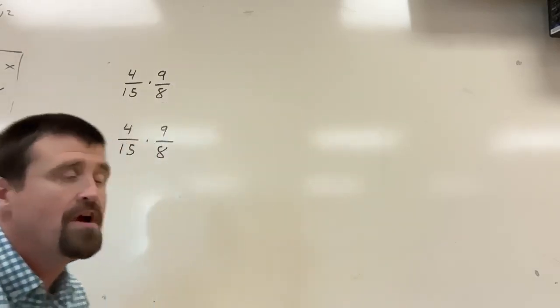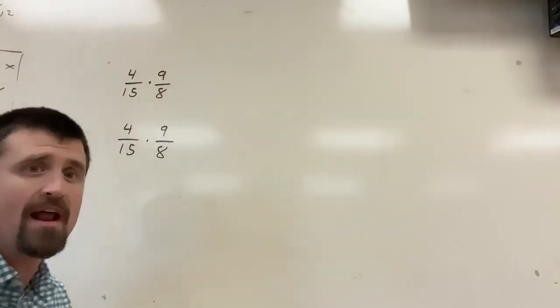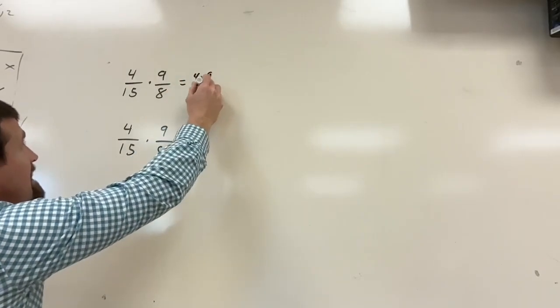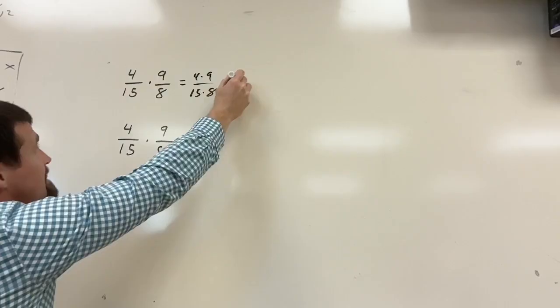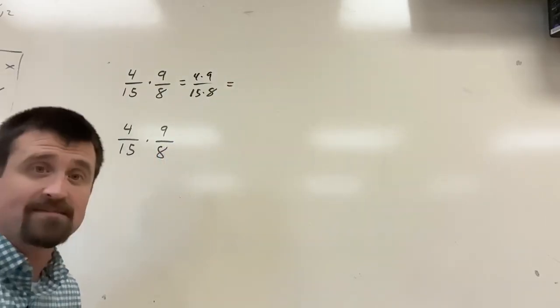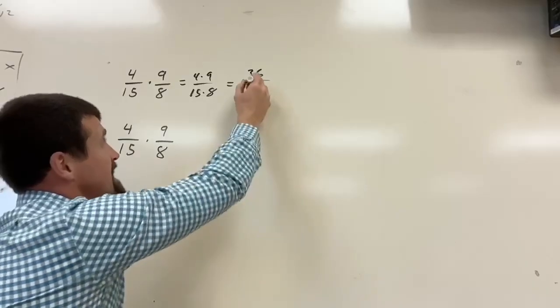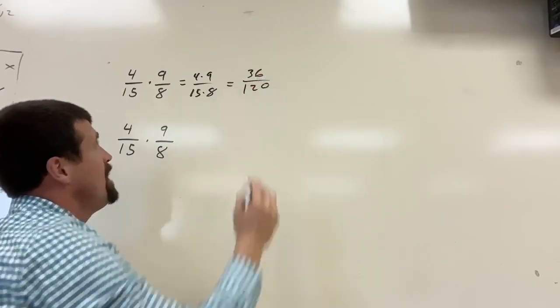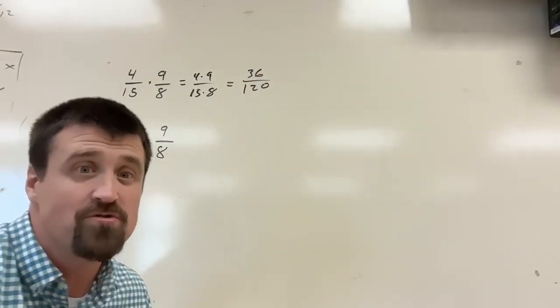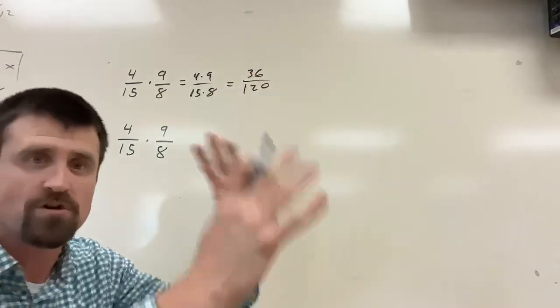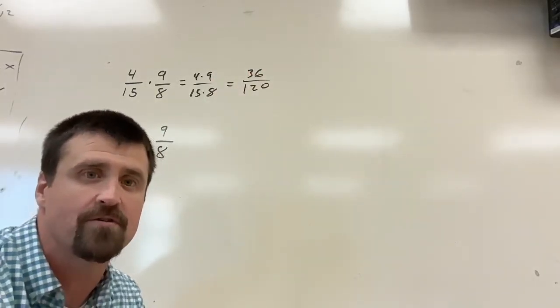First, I want to show you how most of you were probably taught how to multiply fractions. You would take 4 times 9 and 15 times 8. And 4 times 9 is 36, and 15 times 8 is 120. And then you would have to reduce that. Okay? And that leaves us with another more challenging problem to have to do.